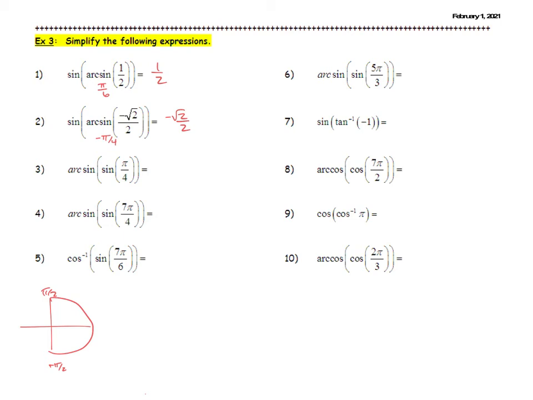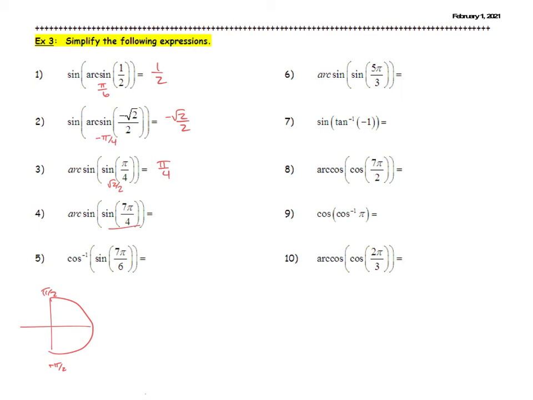Number 3, the arc sine of the sine of pi over 4. The sine of pi over 4 is radical 2 over 2. And then the inverse sine of that's going to be pi over 4. Again, if the angle's in that restricted range, then you can just put down the angle. But I like to make sure of it. This angle we know is not, so we got to be careful on this one.